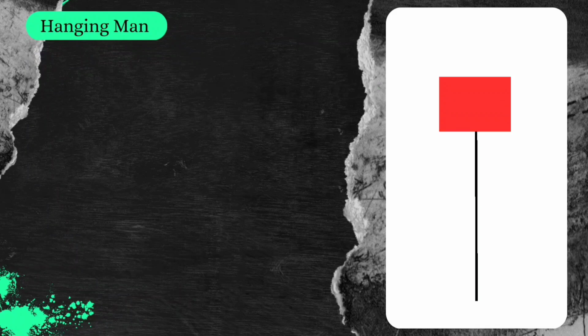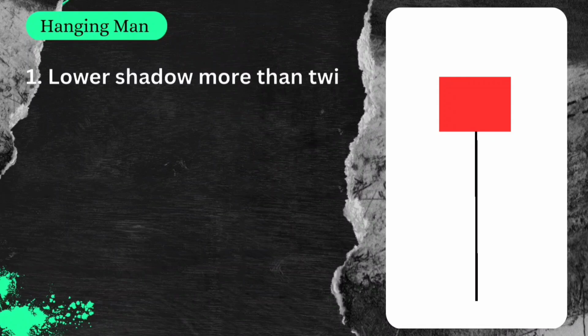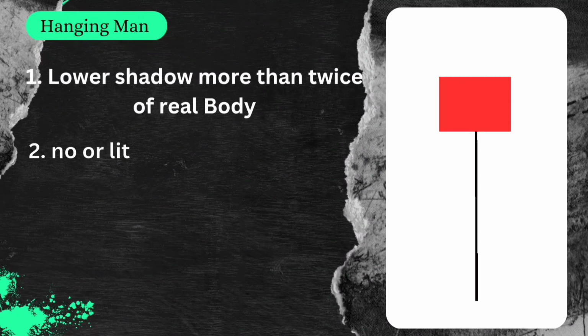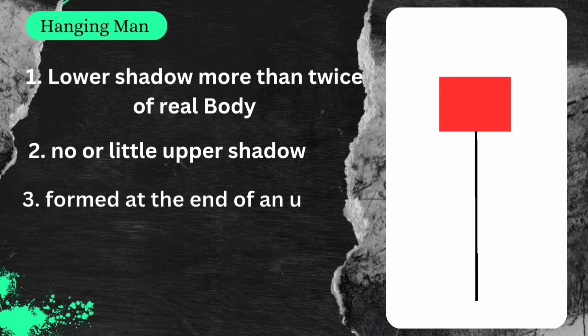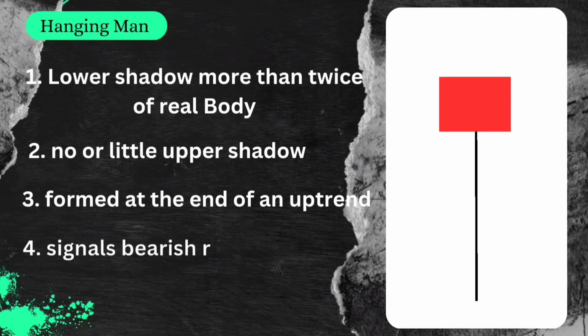Next one is the hanging man. The hanging man is a bearish reversal pattern that looks like this. Once again, it has a small real body and a long lower shadow, and its lower shadow is at least twice the length of the real body. A hanging man candlestick has little or no upper shadow. This pattern often appears after an uptrend and signals a bearish reversal.